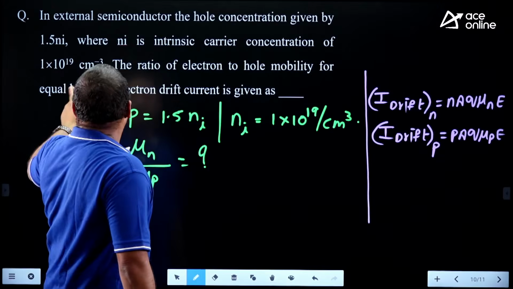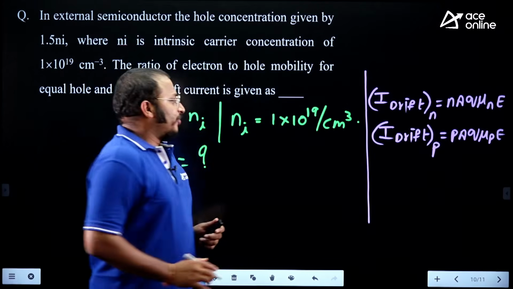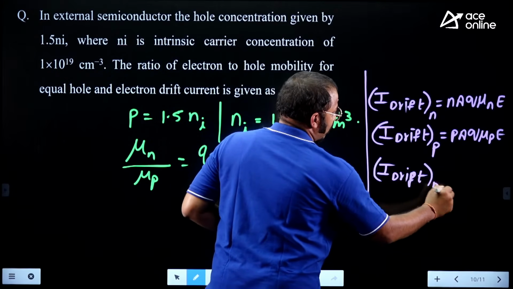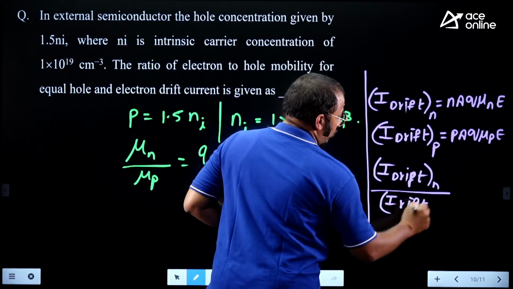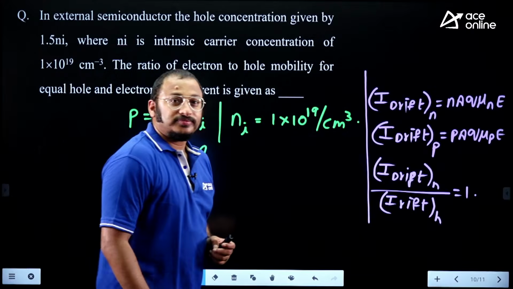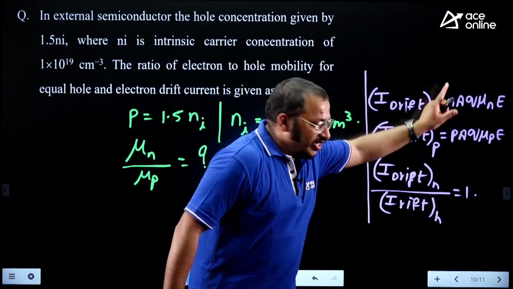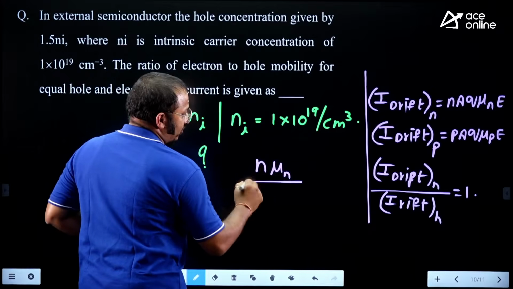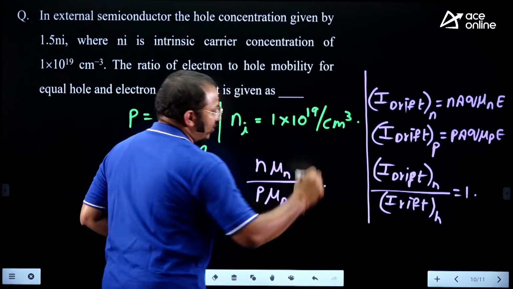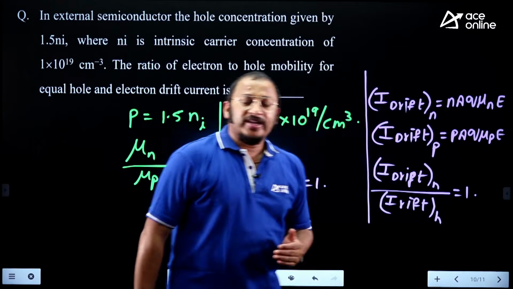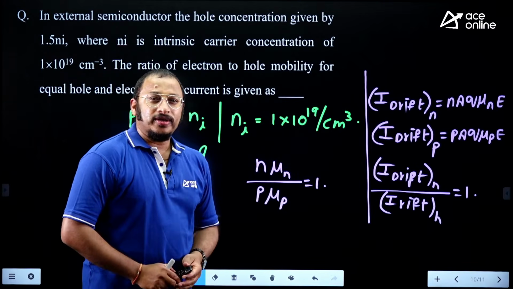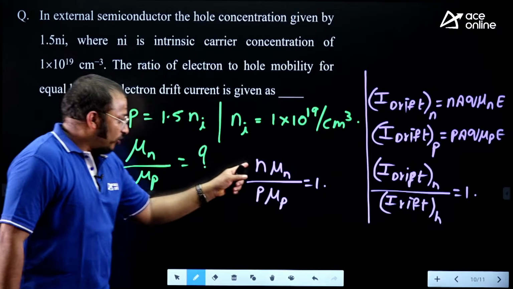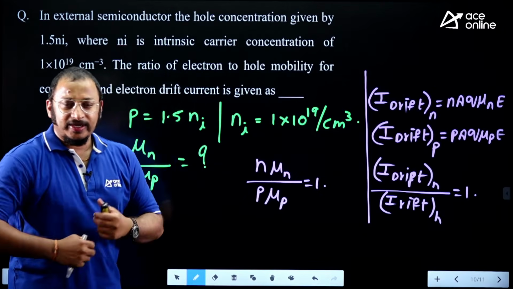They have clearly specified that electron and hole drift currents are equal. That means the I drift of electrons divided by the I drift of holes equals 1. If I divide that ratio, I get n mu n by p mu p equals 1. All the other common parameters nullify, so n mu n equals p mu p. I need to find the relation between mu n and mu p, so if I know the relation between n and p, I'll get the answer.